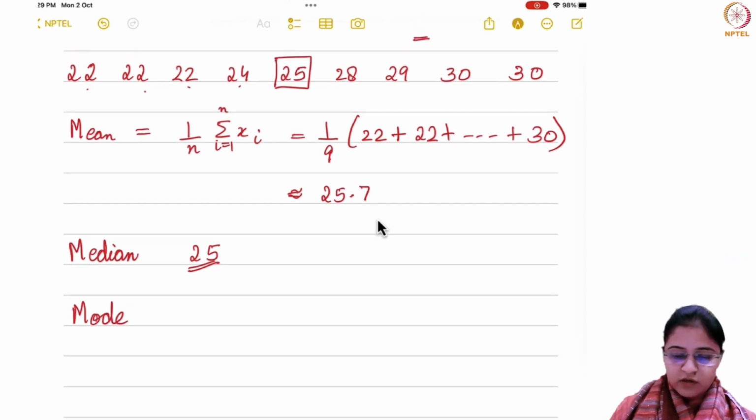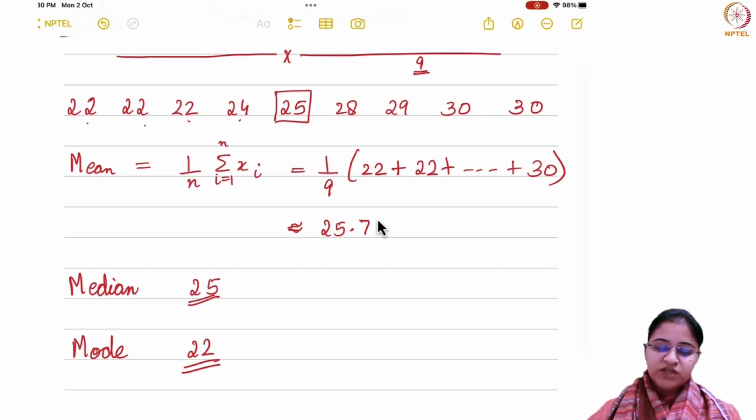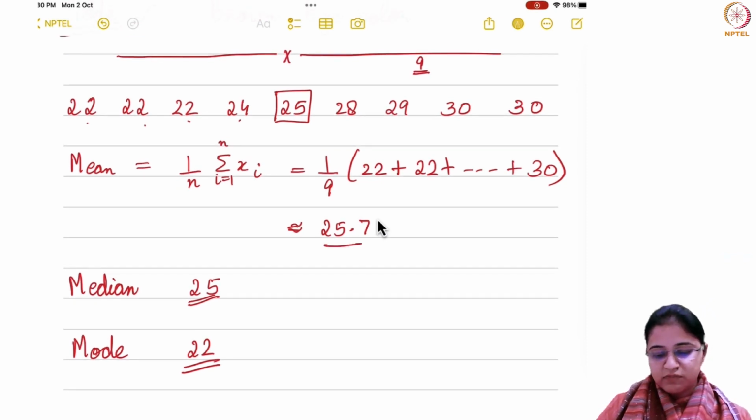And then mode is the value that appears most often in the data. So here you can see that it is 22, right? So mean is there with you, median and mode. So you can see that mean is the highest one, right? And then you have closely followed by median, and then mode is the smallest one.